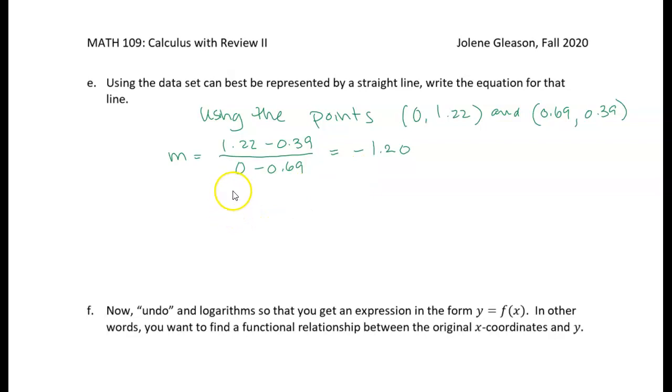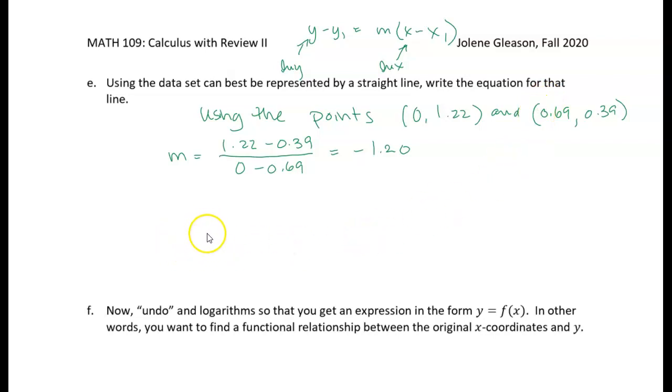Now I'm going to use the point slope form of a line. Normally we would write y minus y1 equals m times x minus x1. But I'm plotting the natural log of x versus the natural log of y, so this becomes the natural log of y and this becomes the natural log of x, because the values of my points are the natural logs of the original x and y values.